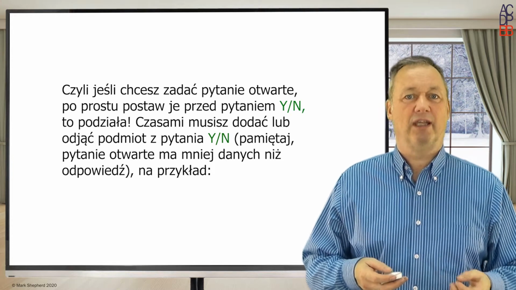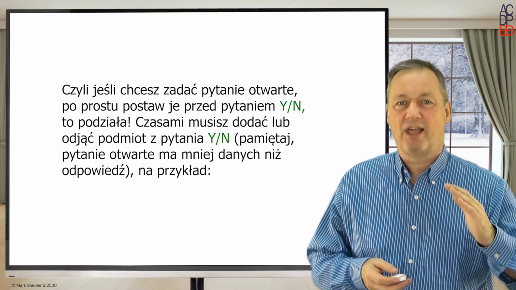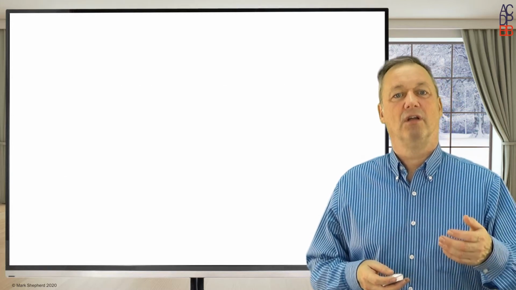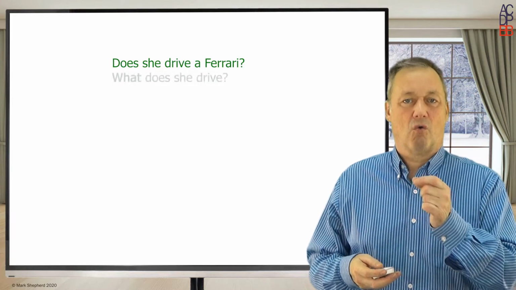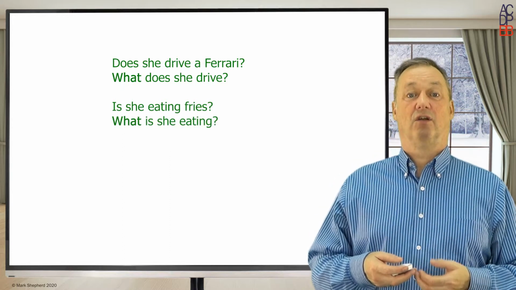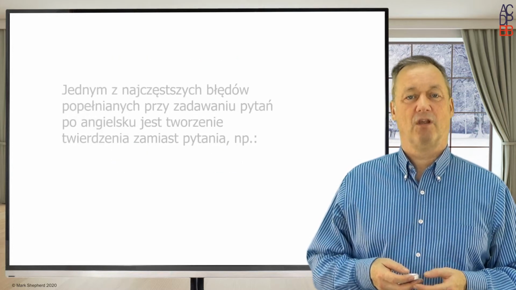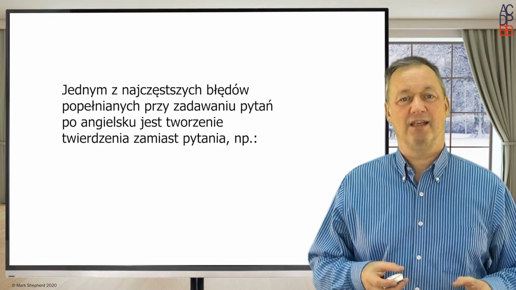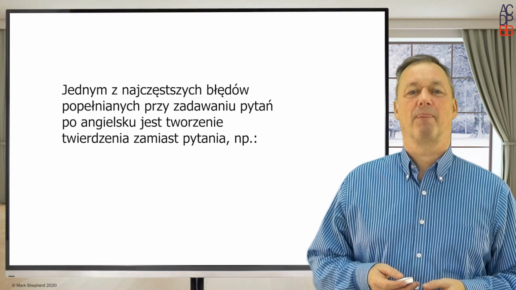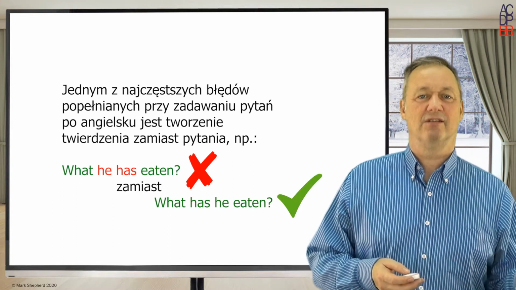Sometimes you have to put in or take out the subject of the yes-no question. Remember, the open question has less data than the answer. For example, does she drive a Ferrari? What does she drive? Is she eating fries? What is she eating? Were you singing jazz? What were you singing? One of the commonest mistakes when asking questions in English is to ask something that isn't a question, but a statement. For example, what he has eaten instead of what has he eaten.